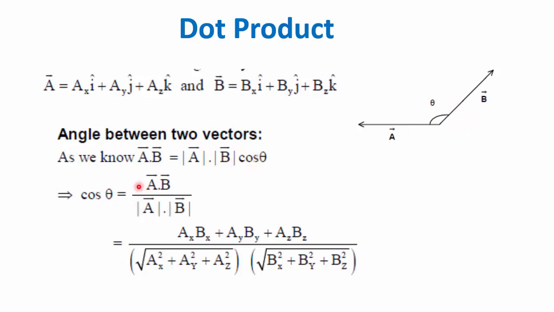cos theta is equal to a dot b divided by modulus of a multiplied by modulus of b. তাহলে modulus of a হচ্ছে এটা, আমরা আগেই পড়েছিলাম ax square ay square az square and modulus of b is bx square by square bz square. And what is a dot b? We have already done ax bx ay by az bz. So I will substitute this value and get the value of cos theta.